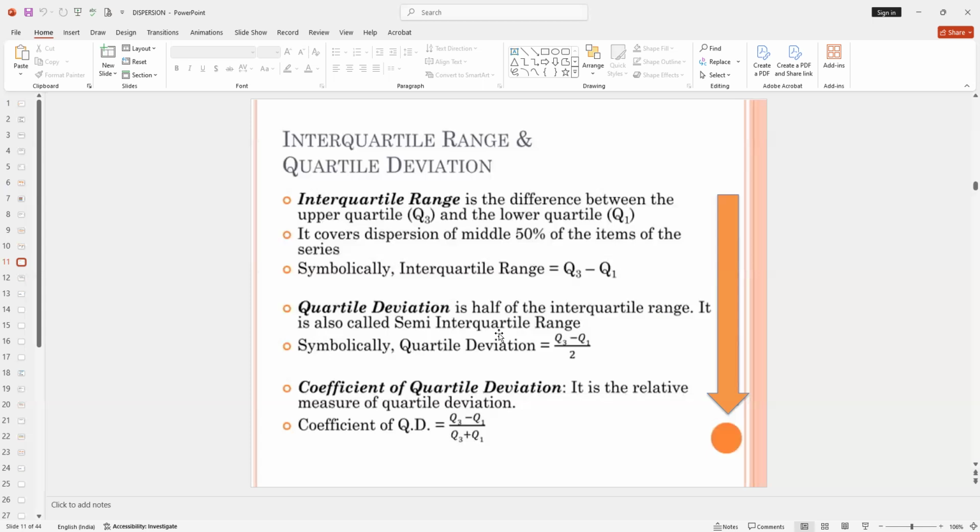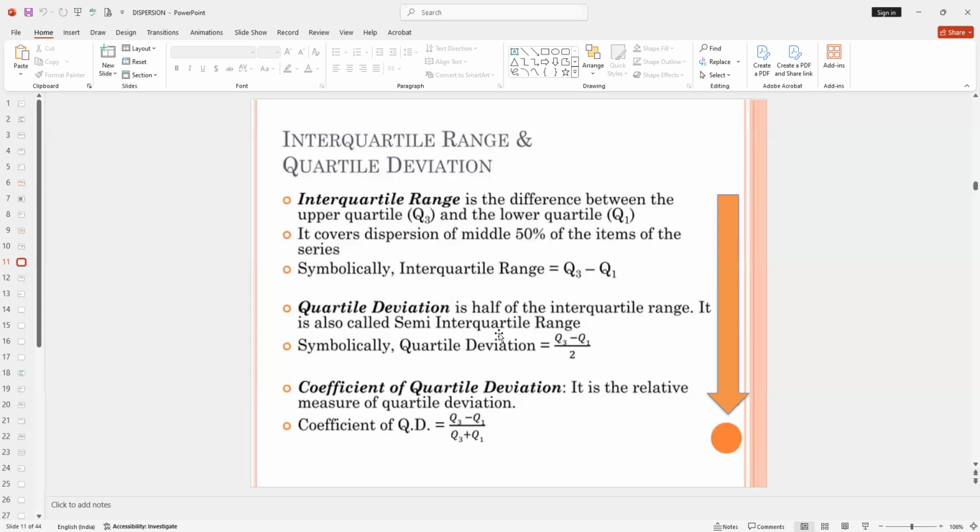Now looking at quartile deviation. What do you mean by quartile deviation? Quartile deviation is half of the interquartile range, also known as the semi-interquartile range. Previously we discussed the interquartile range, Q3 minus Q1. If we divide it by 2, we get the semi-interquartile range, or the quartile deviation.